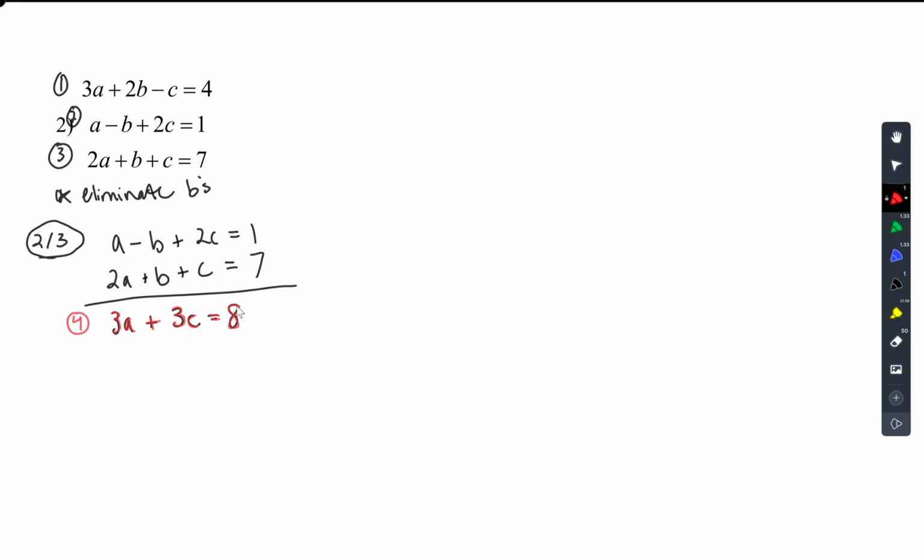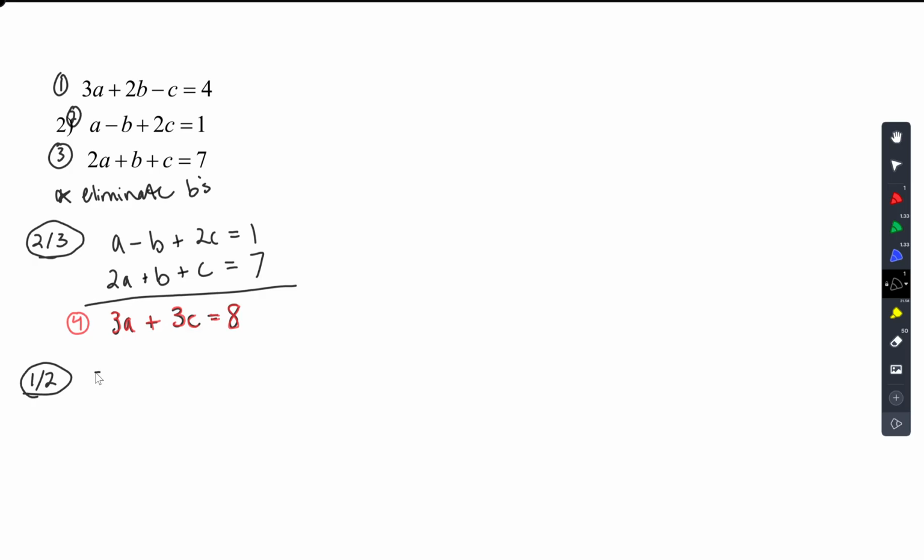Now I need to pair a different equation. I can't do 2 and 3 again, I already did that one. So I could do 1 and 2, or 1 and 3. You get to pick. It doesn't matter. It just can't be the exact same pair, because then you're going to get the same thing. So how about 1 and 2? I think that's what I did last time. So I'm going to do 1 and 2.